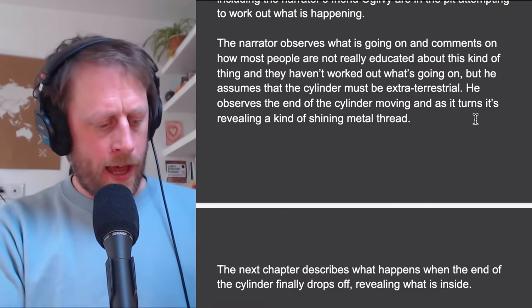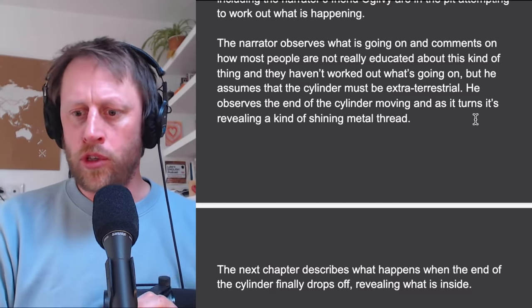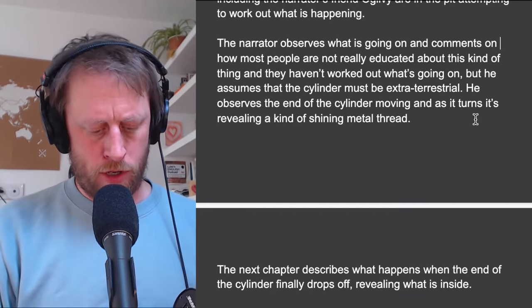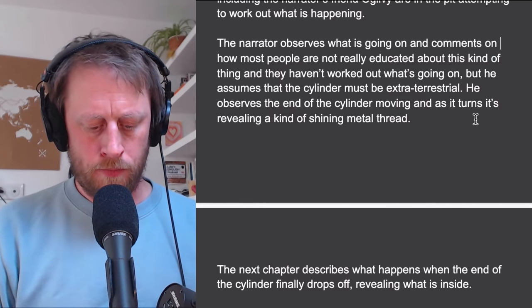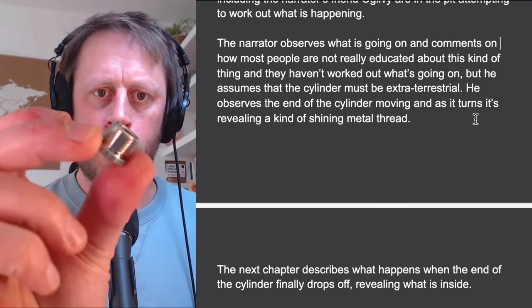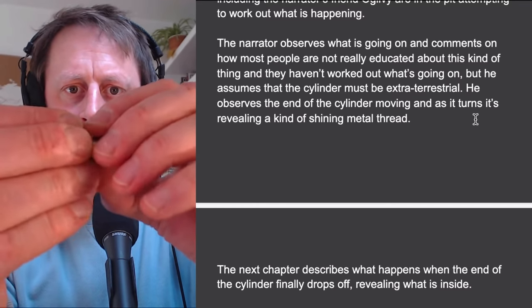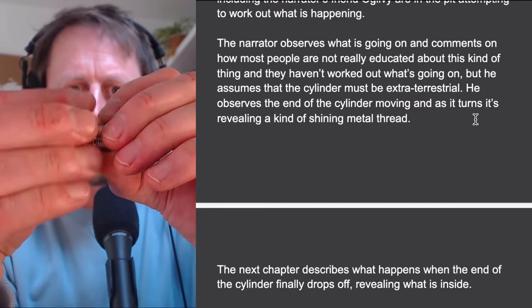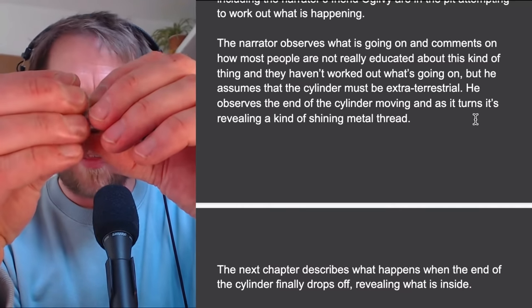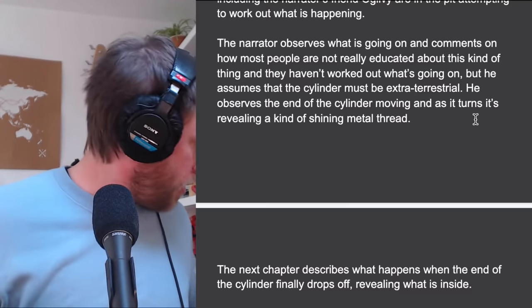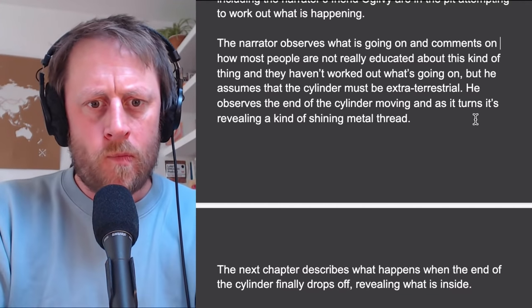I'll give you an example of that. On a screw, you get metal thread. I'm trying to show you an example here on the video. There you go. This is a metal thread. You see, this is a kind of screw. So as the end of the cylinder is slowly unscrewing, it's revealing this kind of metal thread, like it's a screw. Wow, technology. All right.